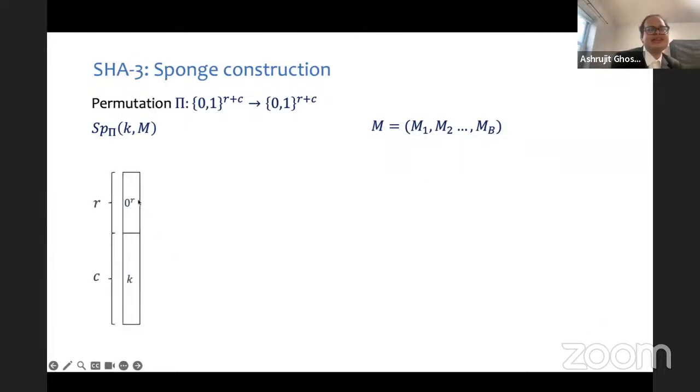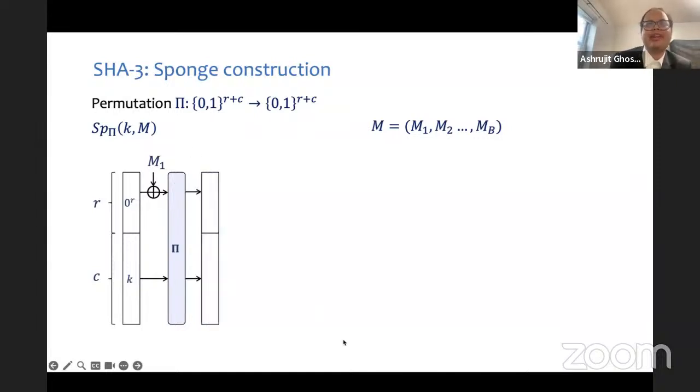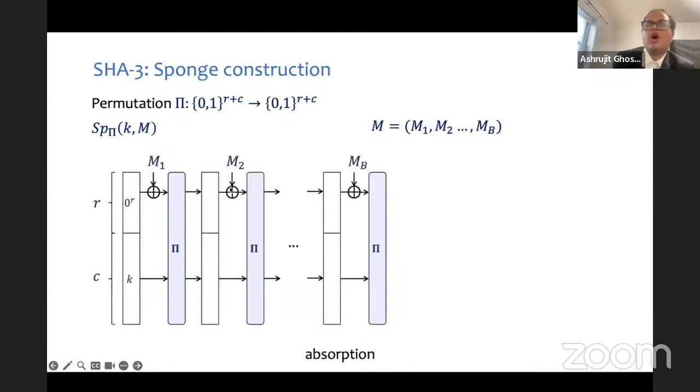An initial state consisting of R zeros concatenated with the hash key is defined. And then the first message block is XORed with the first R bits of the state, and the permutation is evaluated on the result to get the next state. This is done till all the message blocks are consumed. This phase of hashing is known as the absorption phase of the sponge.